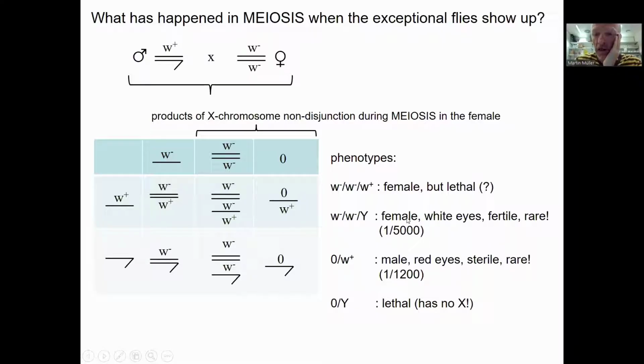These here are female. They have white eyes. They are fertile, but they are rare. Only about 1 in 5,000 you find them. That's, again, according to the textbook. Then you have null.